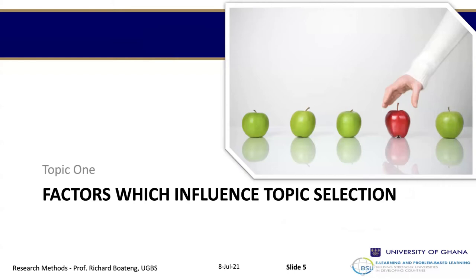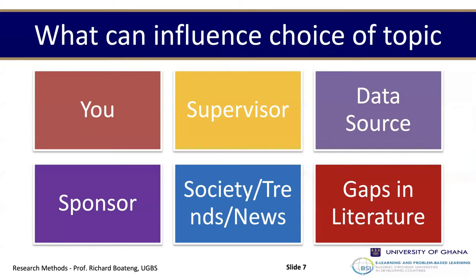You are not master students, so I want to go straight to the point, what is important. Factors which influence the choice of a research topic: the first one has to do with you, the student who is going to do the long essay. The second one is the supervisor. The third is the data source, the sponsor, the society and trends that you come up with. And the last one is the research problem.